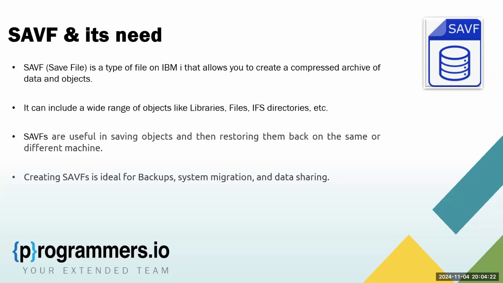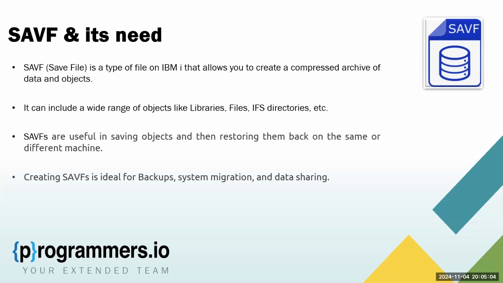Now, let me give an example for better understanding. Suppose you have created a library with almost 50 objects, and the server you are working on is going to expire next week. Does that mean that the work you have done in it will be lost? The answer to this question is no. To save the work that you have done, you can create a save file which will store all the important data. And once your server credentials are back, you can restore all the data that is present in that save file. Apart from data backup, save files are also helpful for system migration and data sharing.